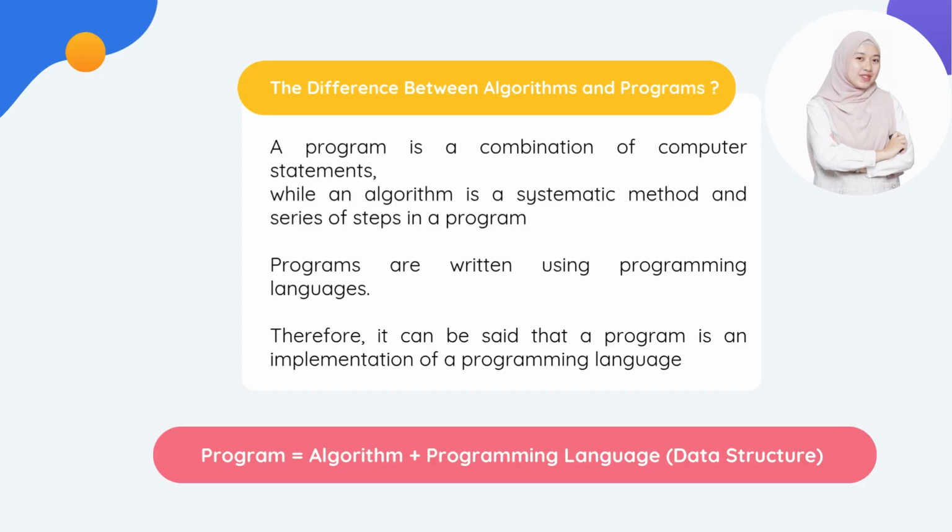Programs are written using programming languages. Therefore, it can be said that a program is an implementation of a programming language. So, essentially, program equals algorithm plus programming language plus data structure. The algorithm provides the thinking, while the program provides the implementation.